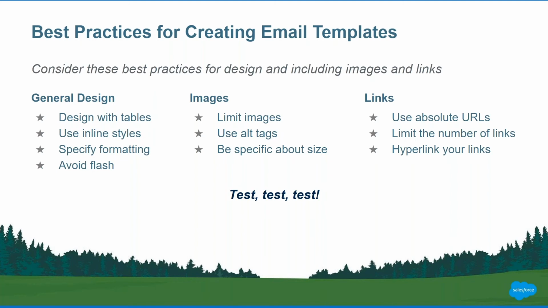Next is for the links. You use absolute URLs for all your emails, which means you have to make sure that you include HTTPS in all your links. One thing you have to note is that you have to limit the number of links that you include in your email template, because some spam filters consider emails with too many links to be spam. And you don't want that to happen with your emails.